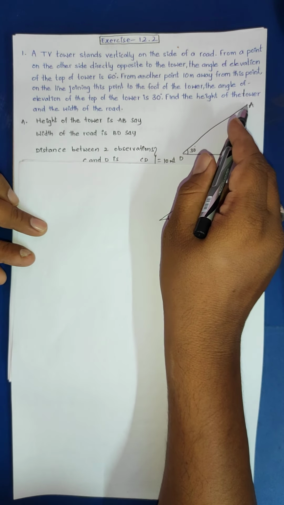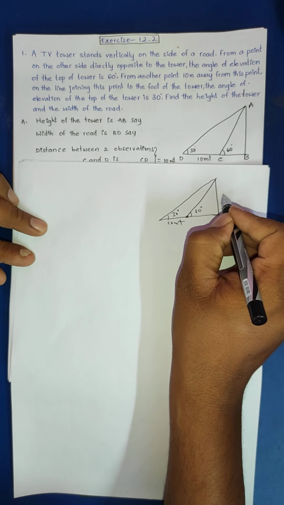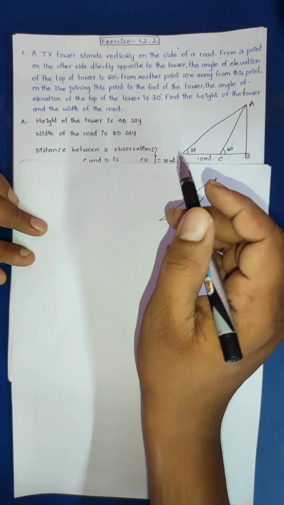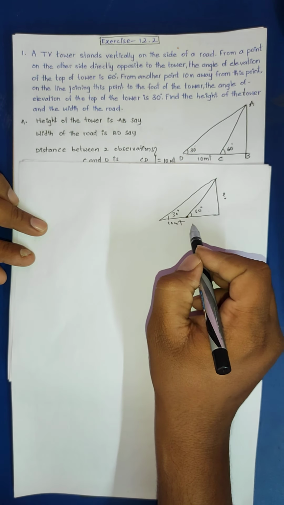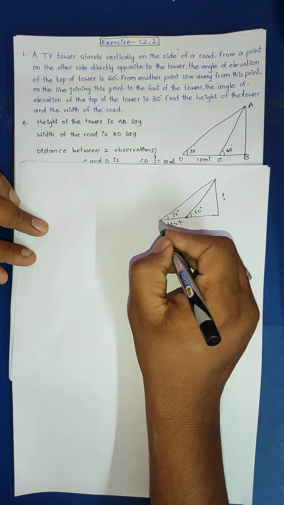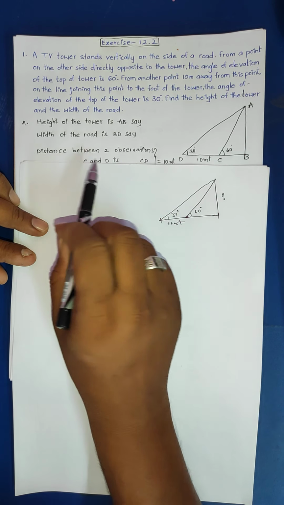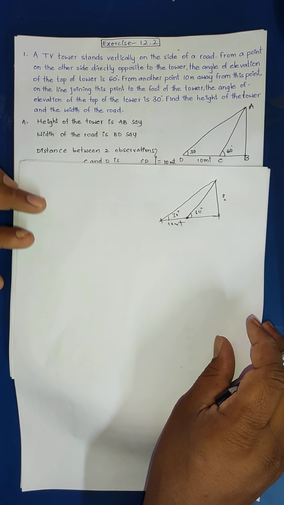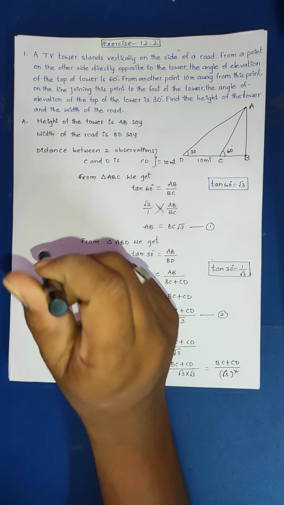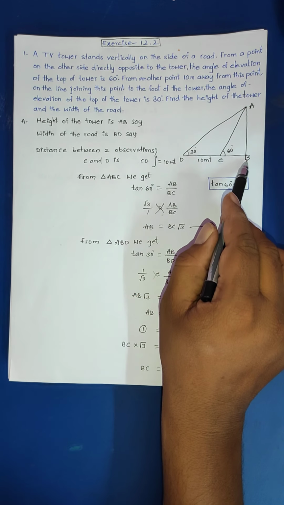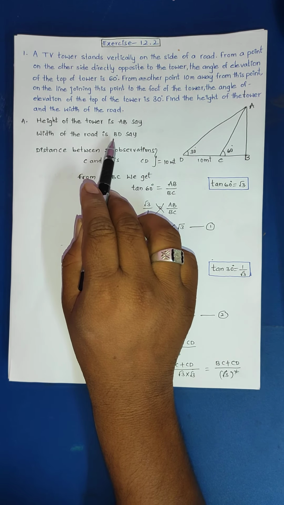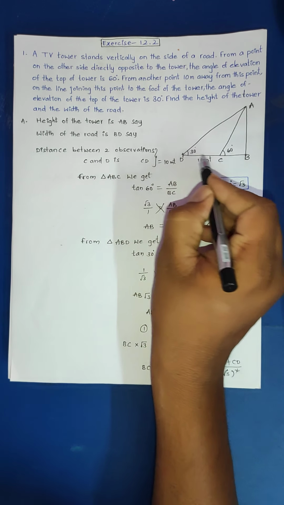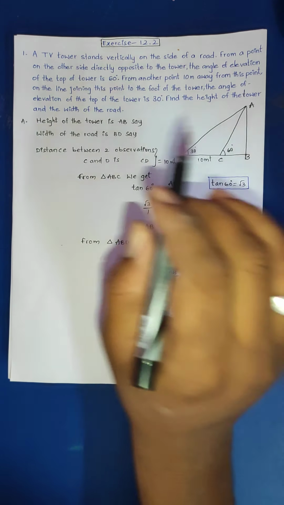Find the height of the tower. We must find the height of this tower and the total width of the road. Understood? Okay. Now, the height of the tower is AB. Got it? The width of the road is B to D, from point D to B. This is the width of the road.